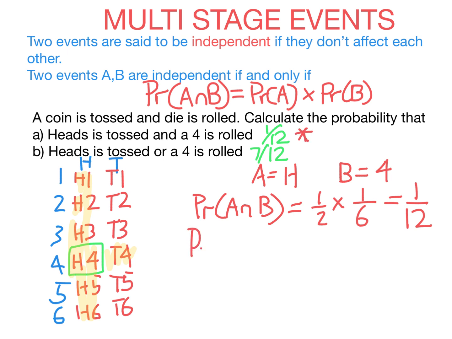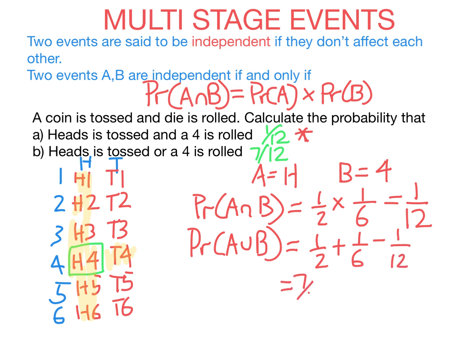Now let's calculate the probability that I get A or B, that I toss a head or roll a 4. We learned in a previous lesson the OR rule for probability: probability of A or B equals probability of A plus probability of B minus probability of both. And the probability both occurred, we just calculated. It turns out we get the same answer, 7 over 12.